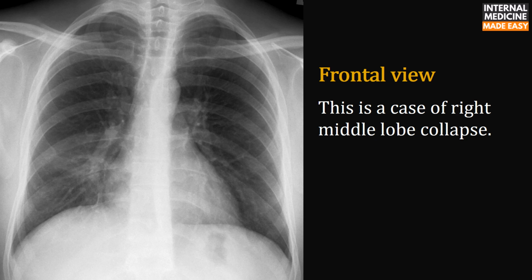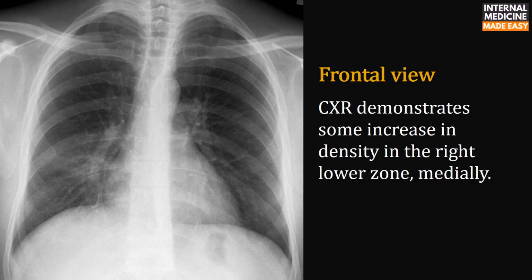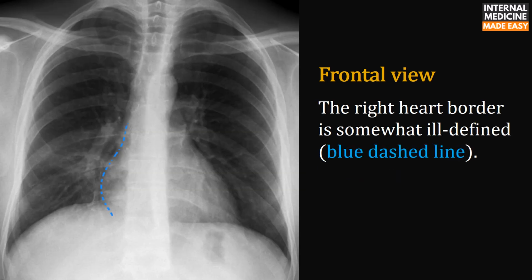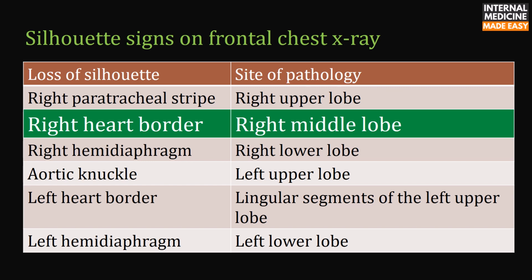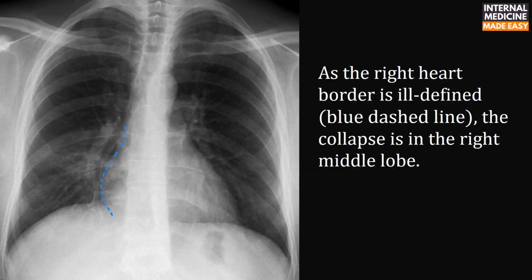This is a case of right middle lobe collapse. Chest X-ray demonstrates some increase in density in the right lower zone medially. The right heart border is somewhat ill-defined, which is shown in the blue dashed line. We know that loss of the right heart border indicates the pathology is in the right middle lobe. As the right heart border is ill-defined, the collapse is in the right middle lobe.